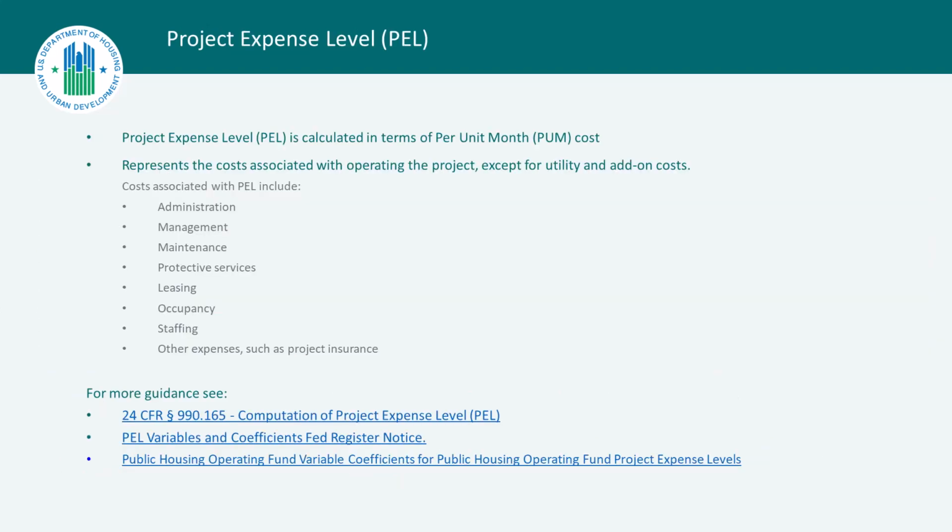The project expense level, or PEL, is the estimate of how much it costs to operate a well-run public housing project, and is calculated in HUD Form 52723 on a per-unit month cost. This amount does not include add-on costs and utility costs. The specific costs included in PEL include the cost of administration, management, maintenance, protective services, leasing, occupancy, staffing, and other expenses, such as project insurance. For more guidance on computation of PEL, please see 24 CFR 990.165, as well as the notices listed on this slide.